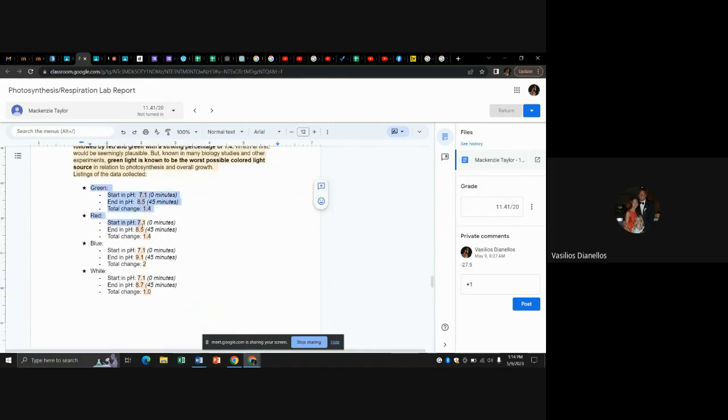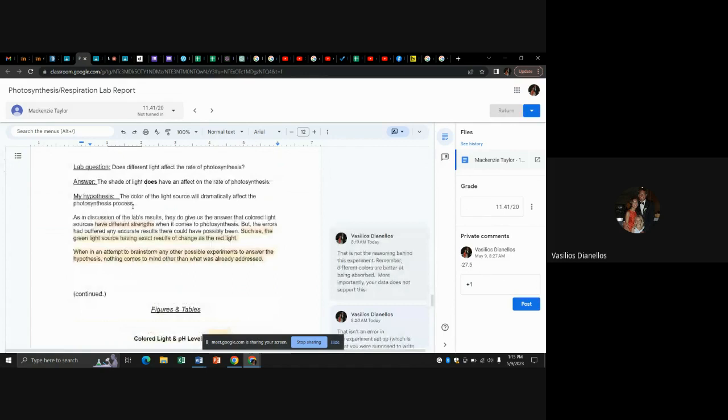But yeah, technically this should be just like I had you do it in the lab itself, right? You had the table, and then afterwards you had to put it into a sentence. So you would say something like, the cuvette in the green light started at a pH of 7.1 and ended at a pH of 8.5 with a total change of 1.4.